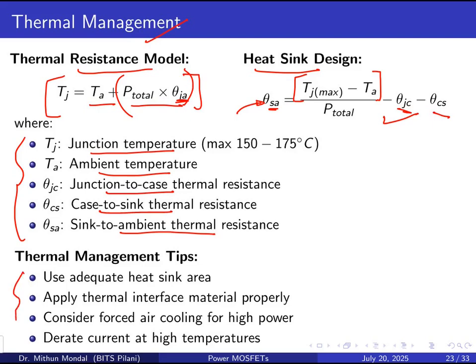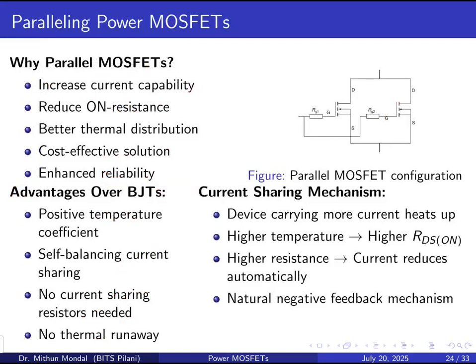Some of the thermal management tips are: use adequate heat sink area, apply thermal interface material properly, consider forced air cooling for high power, and derate current at high temperatures. So we need to properly monitor and control the thermal effect on the power MOSFET as they are high voltage and high current devices. Paralleling of power MOSFETs. So why is paralleling required? Because we need to increase the current capability, reduce the on resistance, have better thermal distribution, a cost-effective solution, and enhanced reliability.